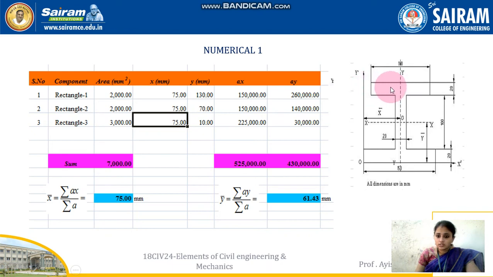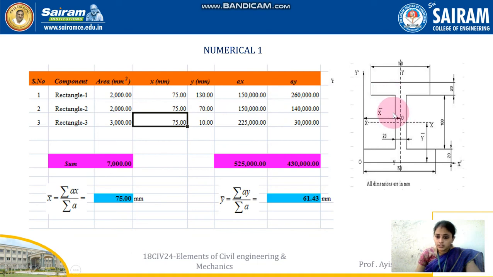So the x1 distance of the first rectangle is this particular distance, which is nothing but 150 divided by 2, that is 75. And the y distance, from the midpoint to the axis, we need to take from this particular point to the x bar point. So here you can see 20 divided by 2 plus 100 plus 20, together is 130. Then you multiply Ax and Ay and write it here.